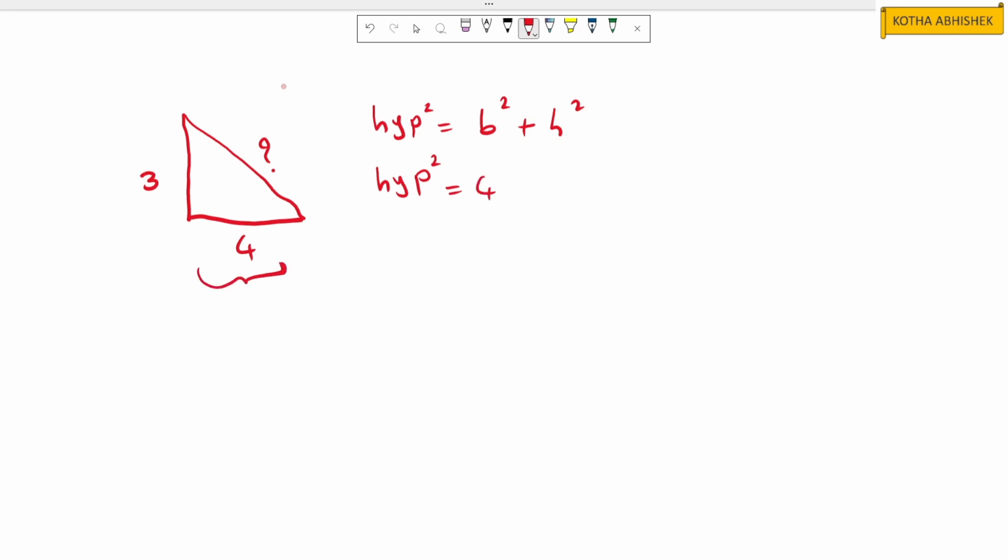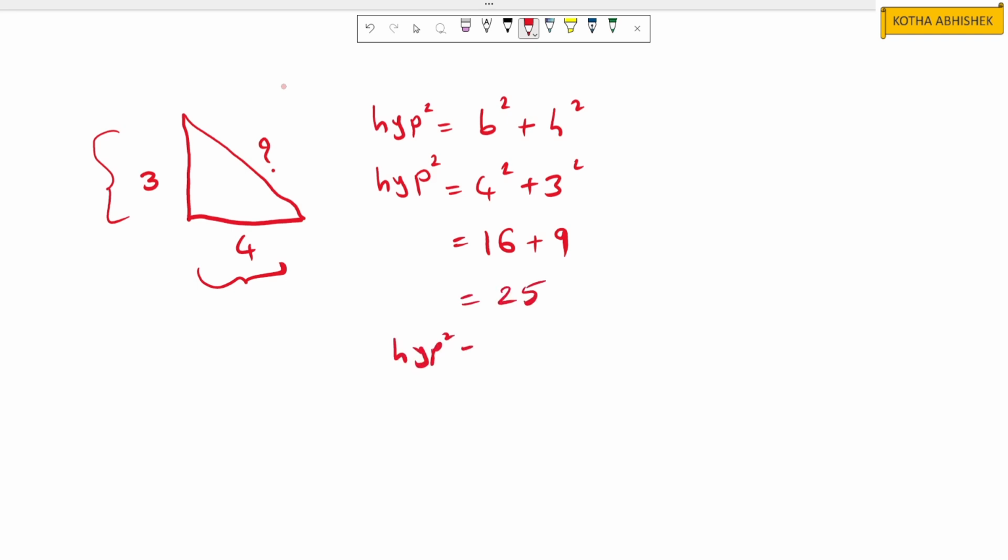We have a right triangle for which only two sides are given. One is 3 units and one is 4 units. Now we need to find this hypotenuse. What is the Pythagoras theorem saying? Hypotenuse square equals base square plus height square. Here the hypotenuse is not given, we need to find it. So write hypotenuse square equals base square, the base is given as 4 units, so write 4 square, plus height, the height is given as 3 units, so 3 square. That equals 4 square, 16, plus 3 square, 9. 16 plus 9 is 25.